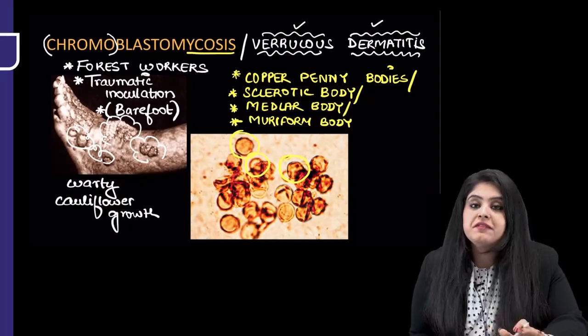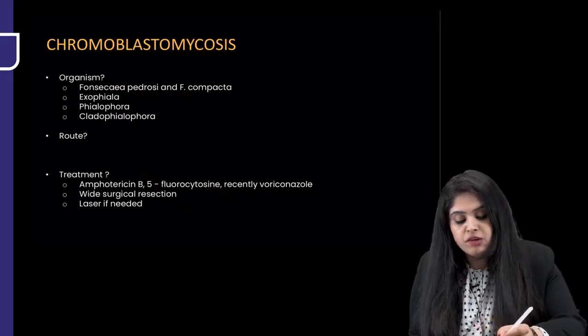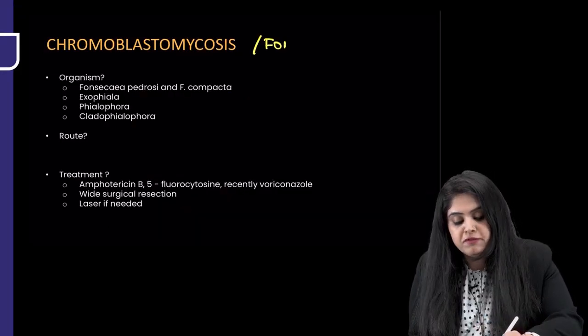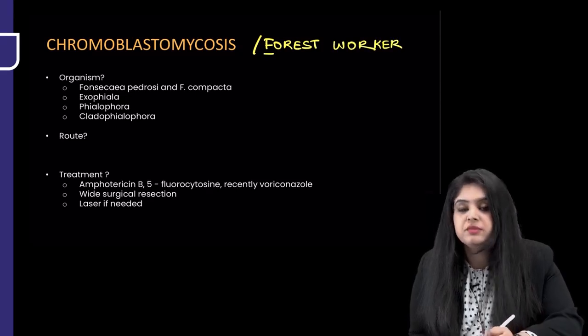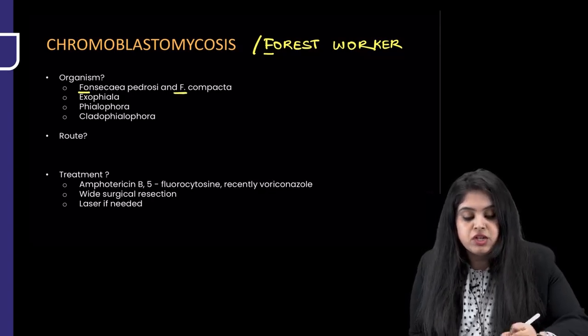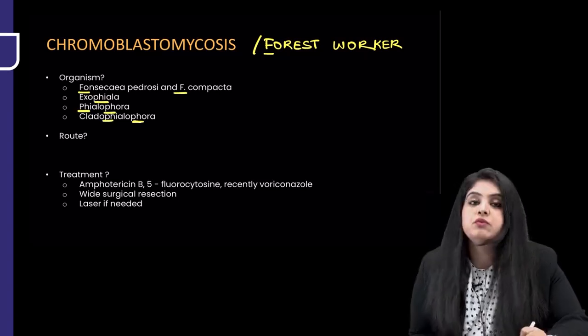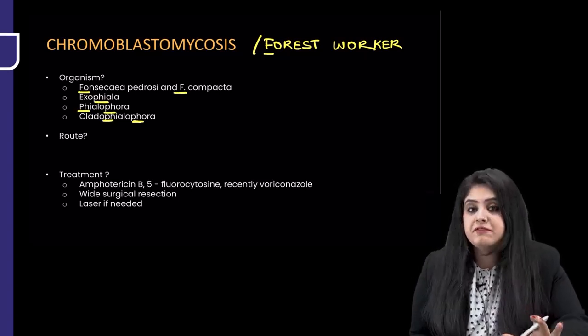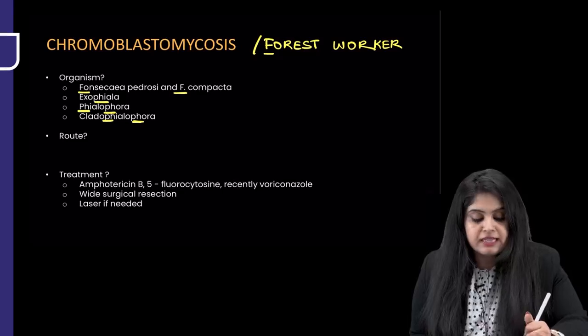So all the FFFs, because it's a forest worker, that is how I have learned it, because it's going to be something to do with the forest worker, then all the FO and F related things are the organisms that are going to come. So Fonsecaea pedrosoi, Fonsecaea compacta, Exophiala, Phialophora, Cladophialophora. Can you see the abundance of the F, forest worker coming across? That is how you learn.